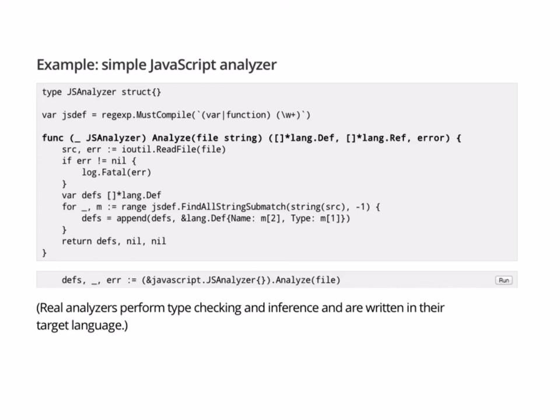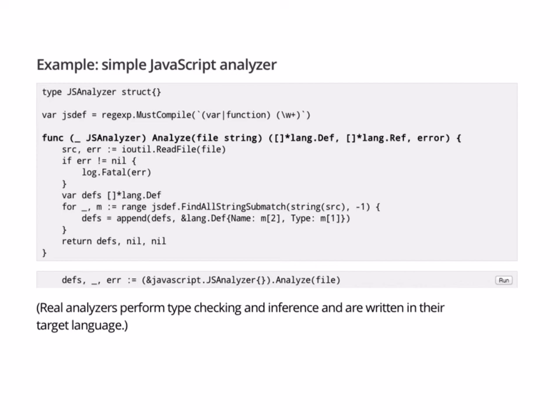So here's a really simple implementation of lang.analyzer. You see we have the analyze method that takes in a file. And in this analyzer, we just run a regular expression at the top, var.jsdef, to find all vars and functions. Now, obviously, our real analyzers do a lot more advanced stuff like type checking and type inference. And our real analyzers are usually written in the language they analyze, not Go. But this should give you an idea of what it looks like.